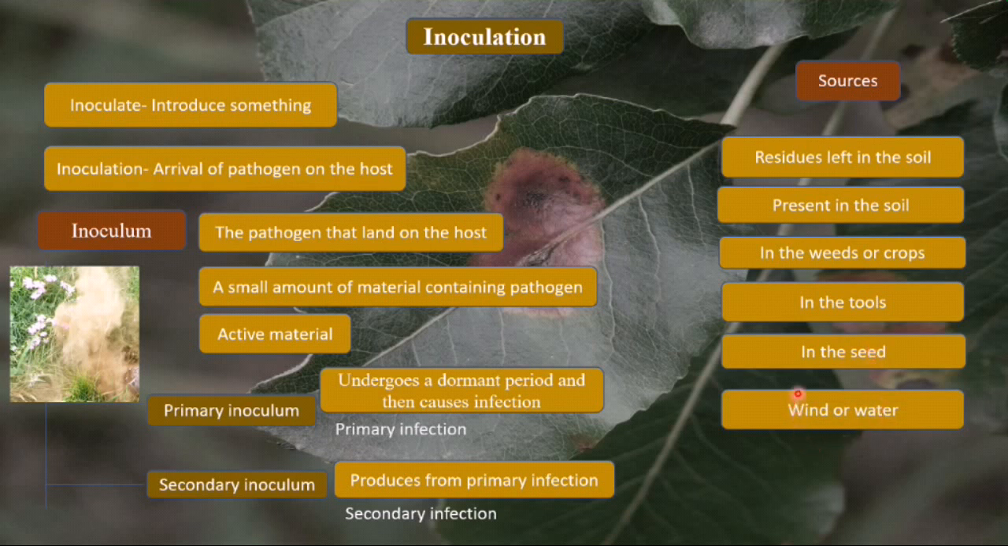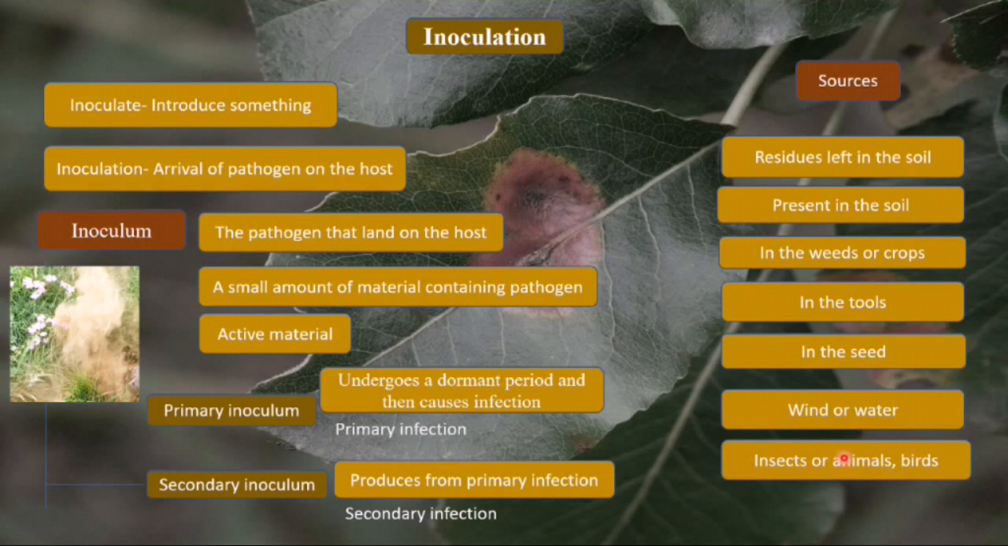Similarly, another source could be wind or water. Like wind and water, they can carry spores or inoculum of pathogen from one place to another. And also it could be carried by insects or animals or birds. When they sit on a flower or when they sit on a plant, the spores might get attached to their bodies, and this could lead to the spread of or the source of inoculum, right?